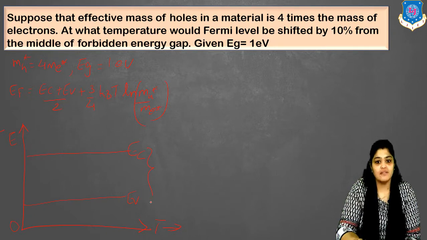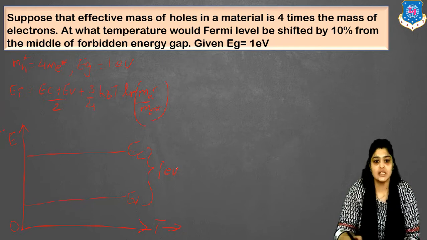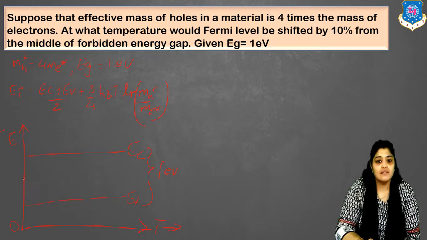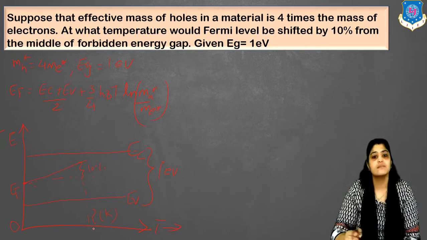So I have been given this value as 1 electron volt because the difference between lowest of conduction and maximum of valence is Eg. At 0 Kelvin, this is the value of EF. I'll just draw a dotted line. Now we have to find out the temperature at which this is rising by 10%. Suppose this is 10%. So you have to find the corresponding temperature in Kelvin.